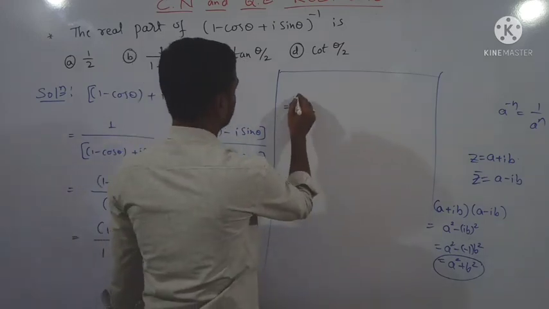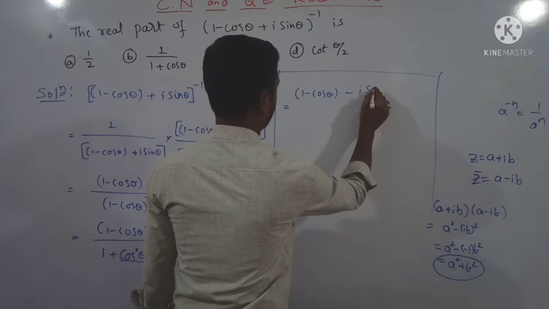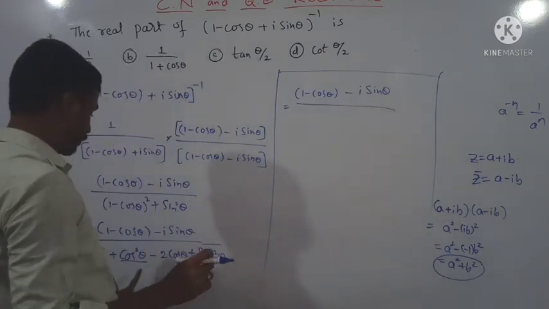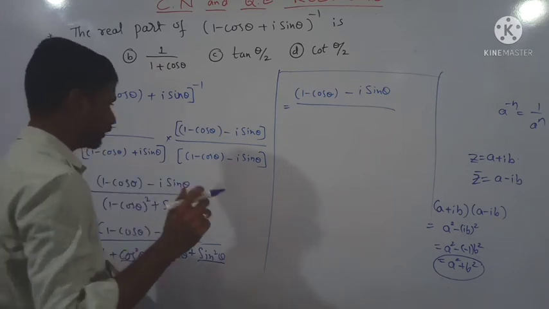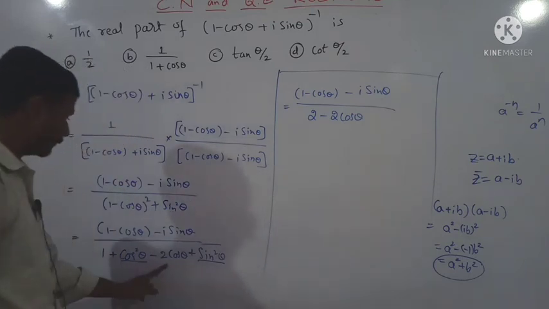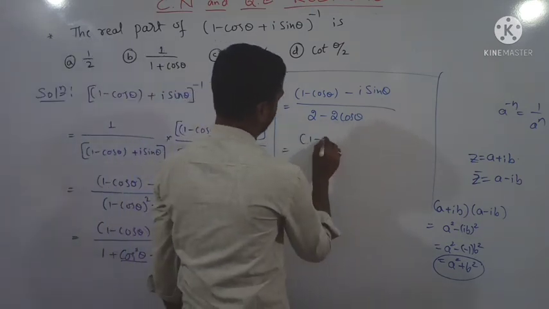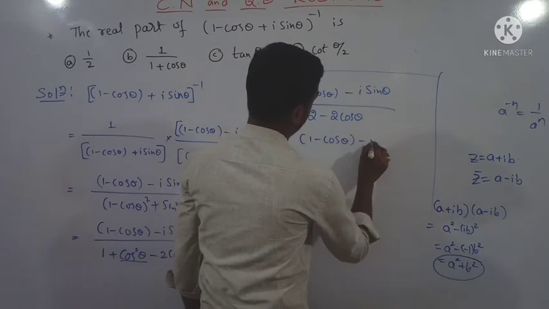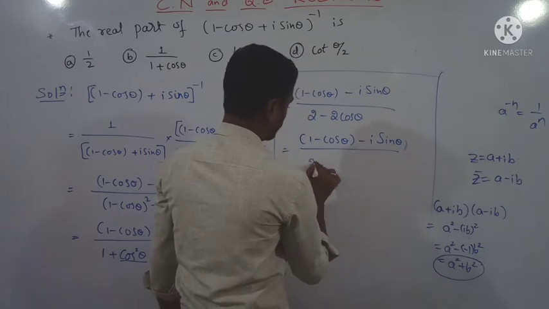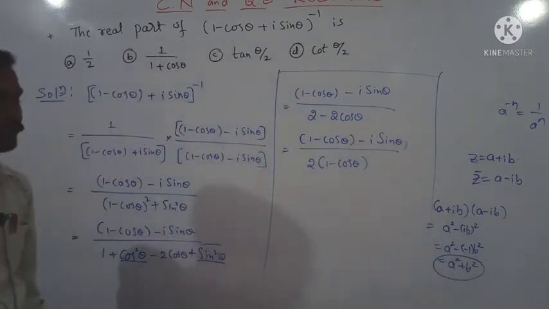In the numerator we have 1 minus cos theta minus i sin theta, divided by the denominator, where adding 1 and sin square theta plus cos square theta gives 1 plus 1, which is 2 minus 2 cos theta. Taking 2 as a common factor from the denominator, we have 1 minus cos theta minus i sin theta whole divided by 2 into bracket of 1 minus cos theta.